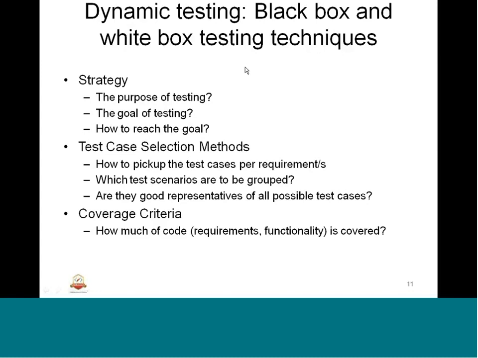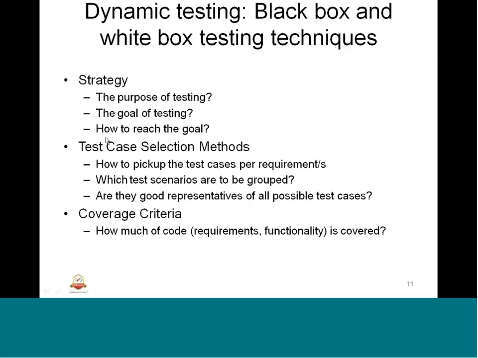So we need to have a strategy. The strategy will define the purpose, the goal, and how to reach that goal. So once we have the strategy, how to attain that goal is what we have to define under the strategy. It could be performance related, or functional related, whatever it is. So basically, we have the specification, we know the system, we have understood and analyzed the requirements. Now it is time for us to define the strategy.